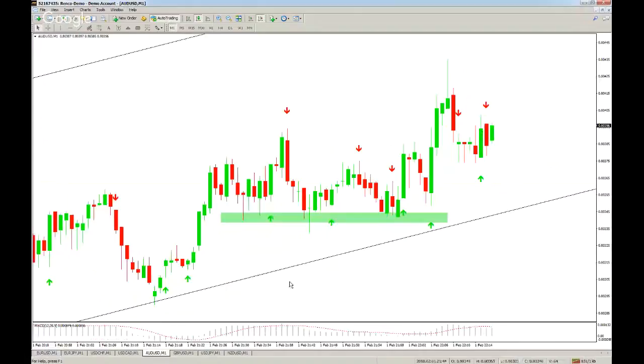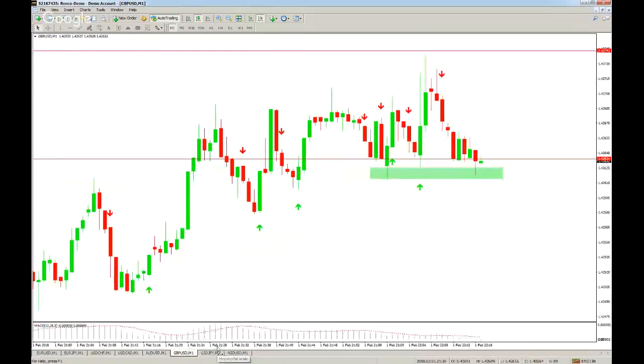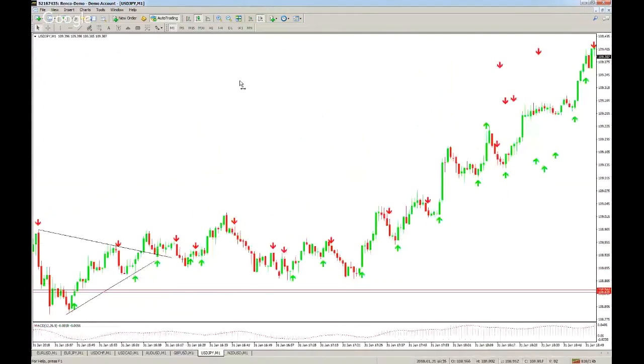Aussie USD bearish signal. Again, largely consolidation. Not really interested much in the Aussie USD. Pound, we are coming into structure. Let's see if we can actually test that level. All right. Let's move on to the dollar yen.